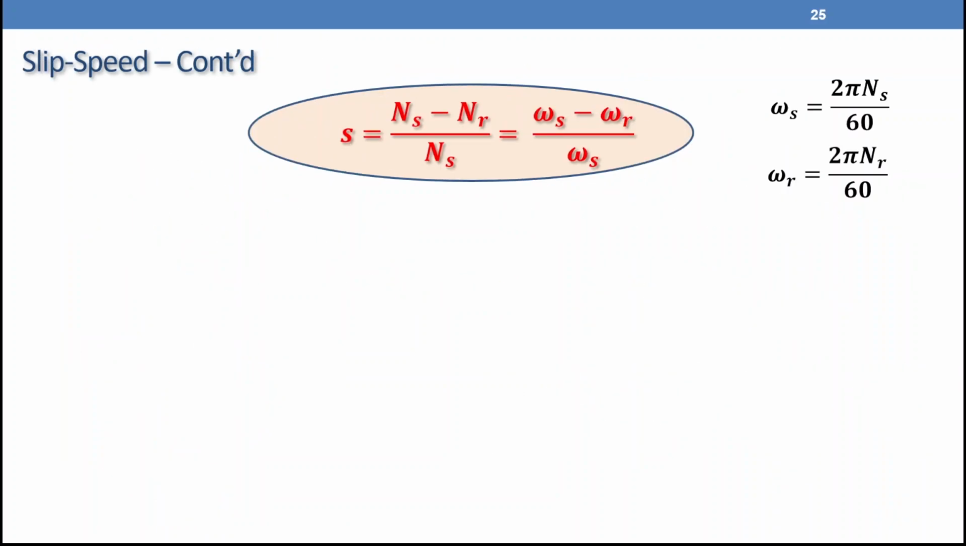So the slip term S equals (Ns minus Nr) over Ns, but we can write it as (omega S minus omega R) over omega S, where omega S equals 2 pi Ns over 60, the angular synchronous speed, or the angular speed for the rotating field. And omega R is the angular rotor speed, equals 2 pi Nr over 60.